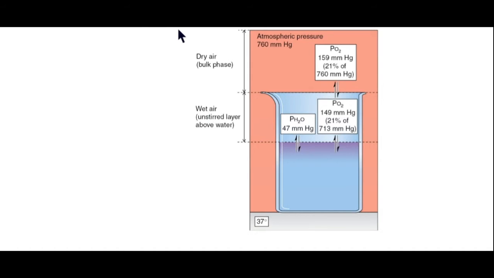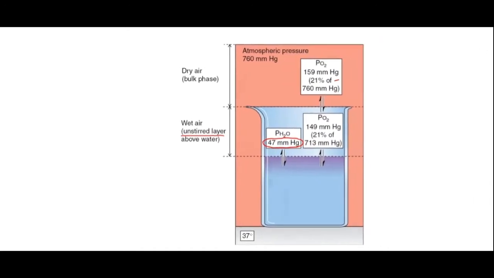So, looking here, this figure is also, again, from the Boron book. We have a dry air phase. We also have what's called a wet air phase. This wet air phase is really your unstirred layer. It's an unstirred layer right above the water that tends to be a little bit more humid than the air above it. So if you were to look at the partial pressure of oxygen at the top, since it's 21% of sea level, in this case 1 atmosphere or 760 millimeters of mercury, you will get a partial pressure of about 159, 160.